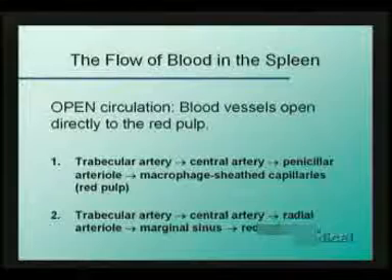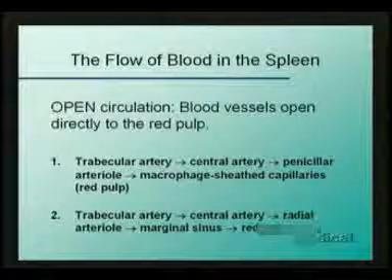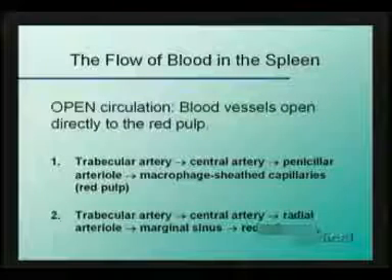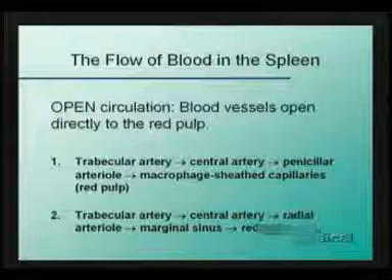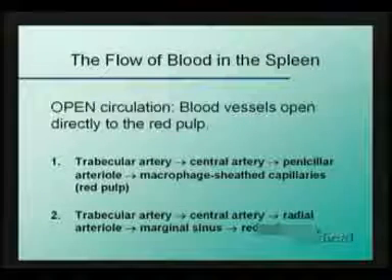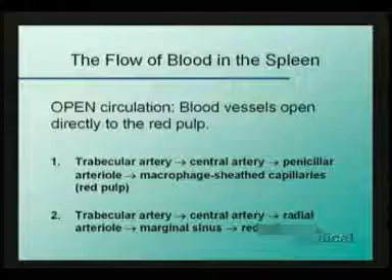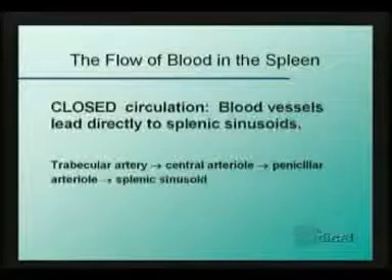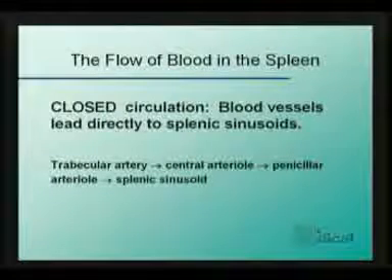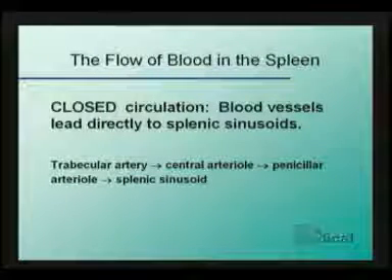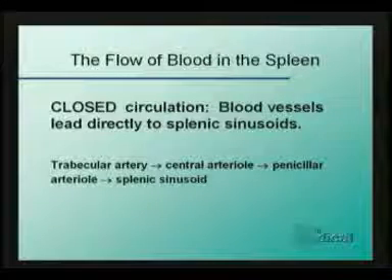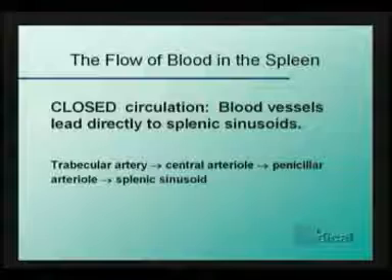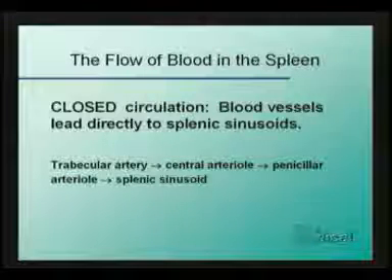The open circulation therefore allows red blood cells and blood vessels to open directly into the red pulp. This path takes them from a trabecular artery to a central artery through a penicillar arteriole, exposing them to the macrophage and sheath capillaries in the red pulp. Closed circulation is a direct path, all endothelial lined, that allows a small percentage of the vasculature of the spleen to pass directly from a penicillar arteriole back into a splenic sinusoid.